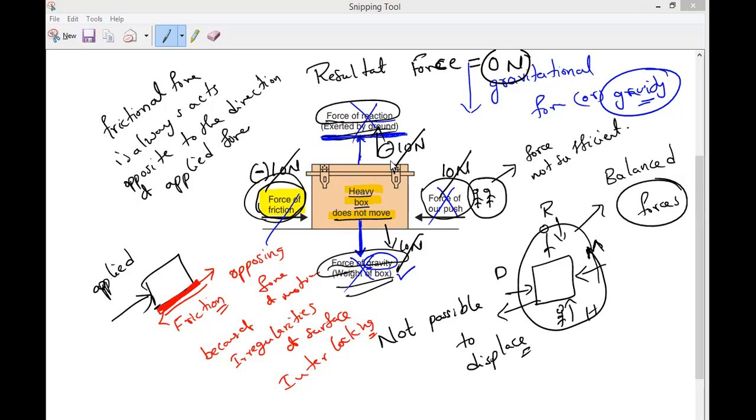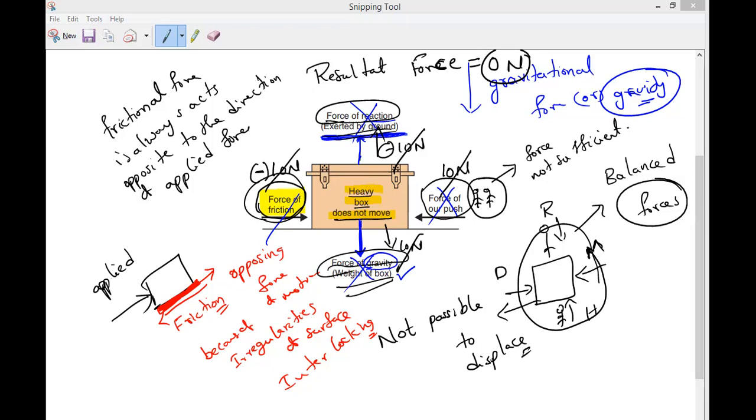Is it okay, everyone? Now you tell me, is it good or bad for our balanced forces? Suppose you want to move, then if it is a balanced force, is it possible to move? No, sir. So if you want to move the object, what kind of forces do we need, guys? Balanced or unbalanced forces? Unbalanced forces.